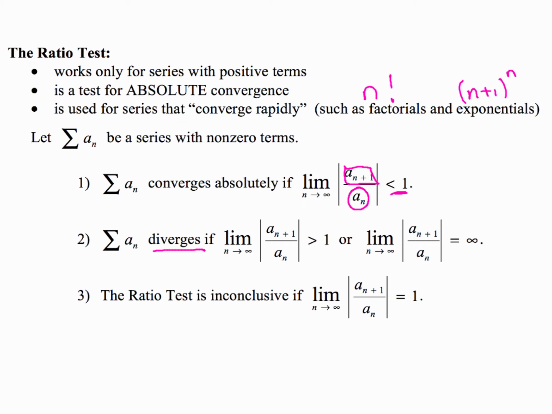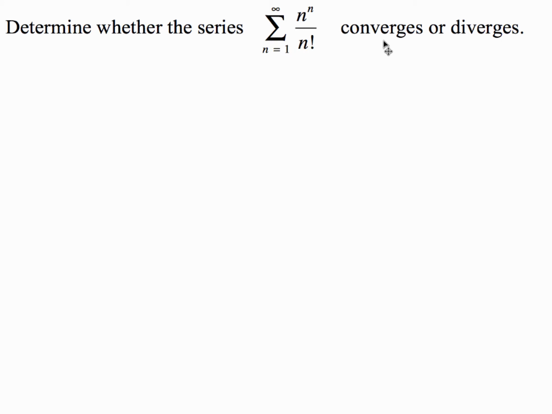So let's take a look at this example and see what we got. Determine whether this series converges or diverges. Look, we've got an exponent that's variable, we've got a factorial, so definitely start by using the ratio test.